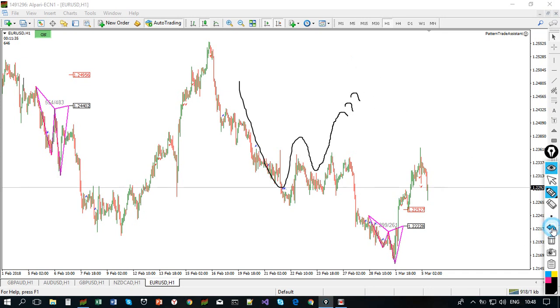What is the reversal? How exactly do I know that it is a reversal? Maybe it is only that. Yes, maybe it is only this. So I will enter here, and here's my stop loss. Okay, how do you know that? You never know it.